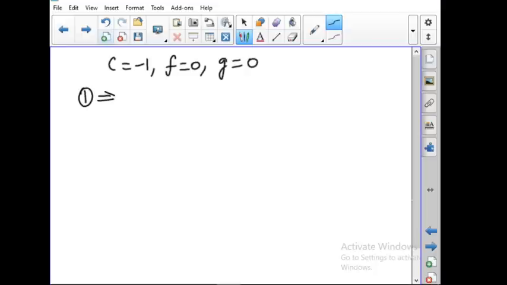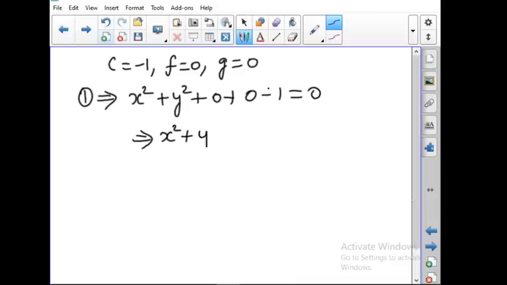Substituting in equation 1, we are getting x square plus y square plus 2gx is 0, 2fy is 0, plus c is minus 1, equal to 0. So your answer is x square plus y square is equal to 1, the required equation of the circle. So using the given 3 points, by substituting in the general equation of the circle, we can find the values of f, g and c by solving the equations, and then you can easily write down the equation of the circle. Okay. Now let us go to problem number 7.